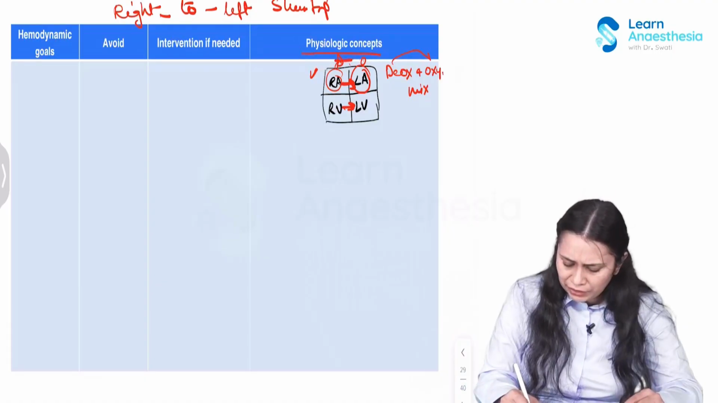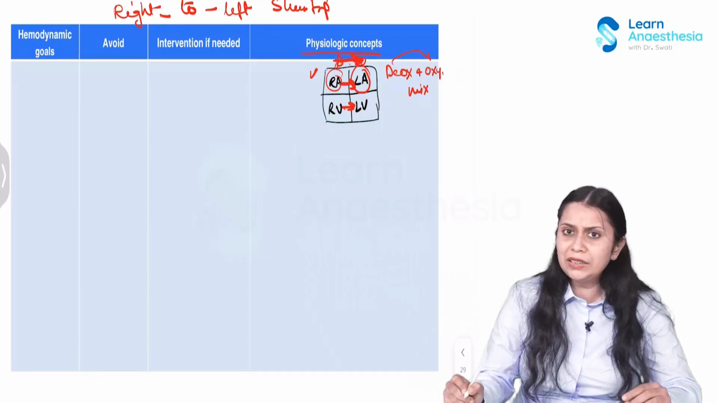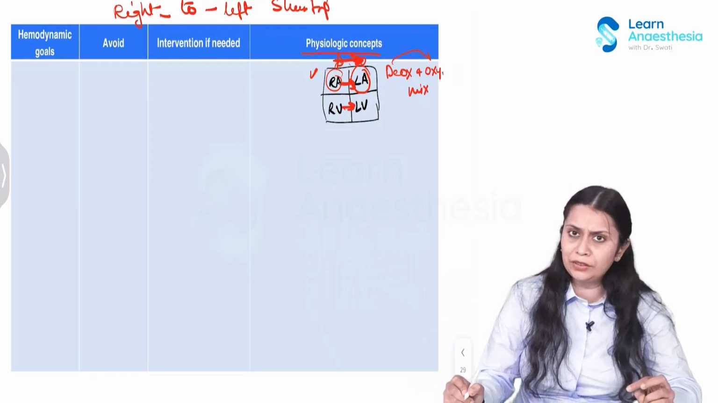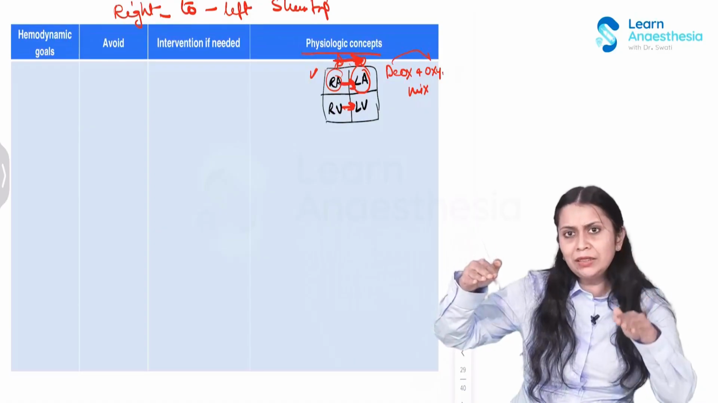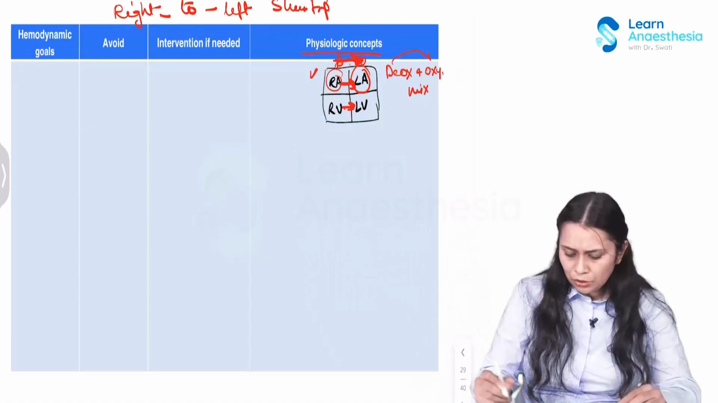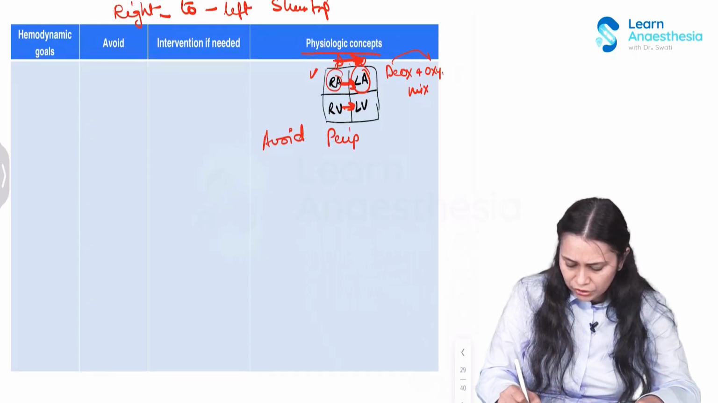So we have to decrease this gradient between right and left side by maintaining the left atrial pressure and by minimizing the right side pressure. So remember, we need to avoid peripheral vasodilatation in these patients. So what will happen in peripheral vasodilatation?